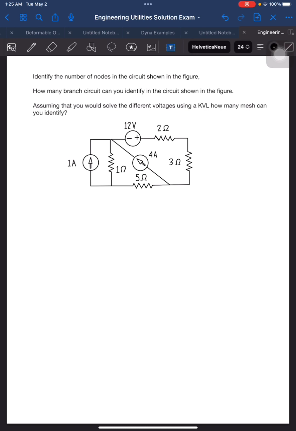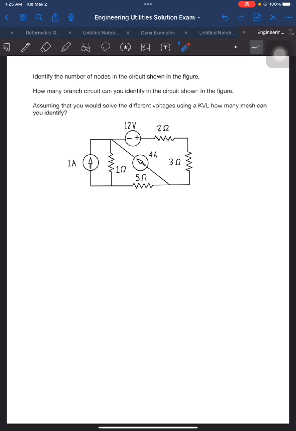And last, assuming that you would solve the different voltages using KVL, how many meshes can you identify? First, identify muna natin kung ilang nodes daw sa circuit na ito. So, ano nga ba ang nodes? Node is a point in a circuit or network where two or more circuit elements are connected.